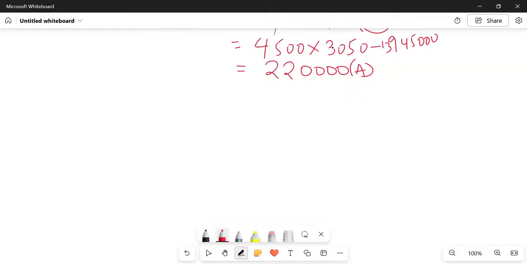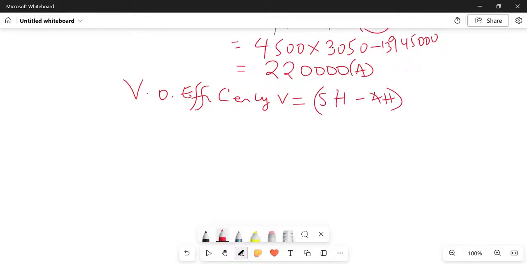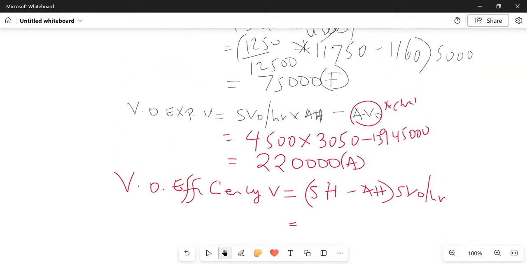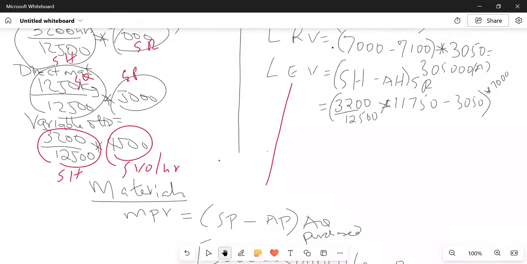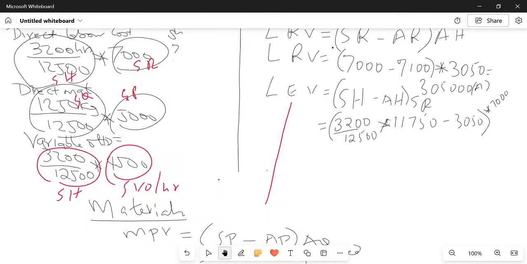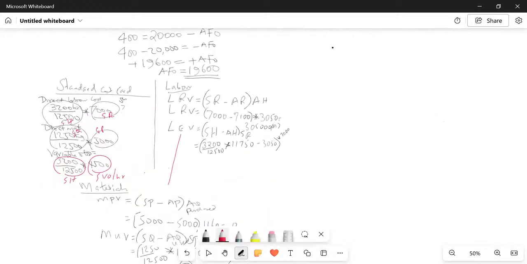Thank you so much. So let me now try it. So remember, it is variable overhead efficiency variance, which will be SHA. And then outside here, we have the standard variable overheads per what here? Per hour, because it's variable overhead efficiency. So the question is, do we have these standard hours for actual production? Yes, we do. The standard hours, they are here.